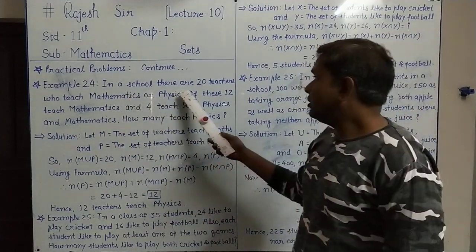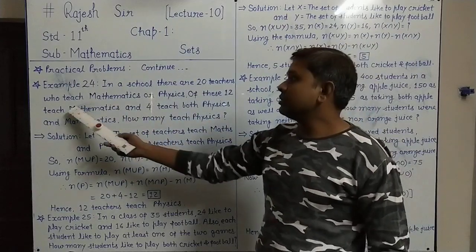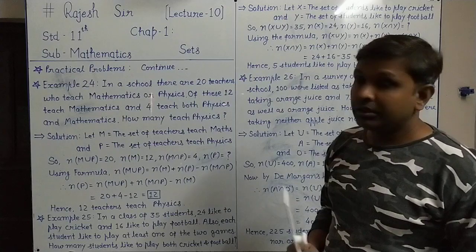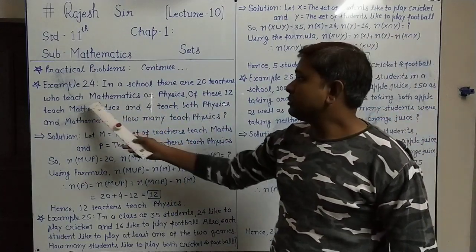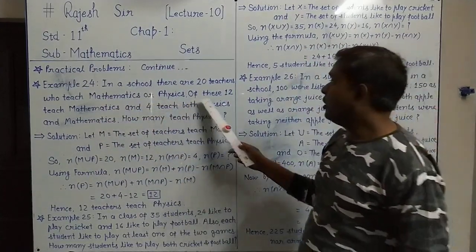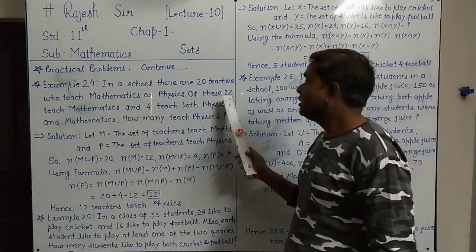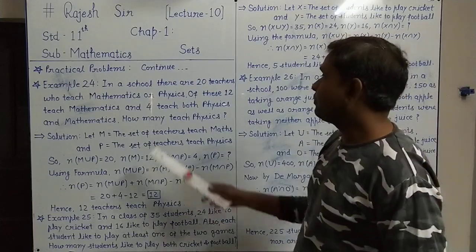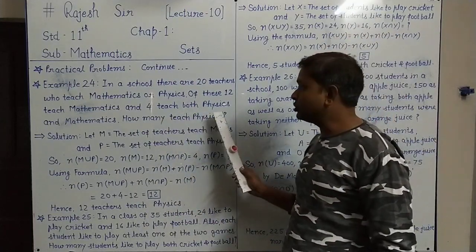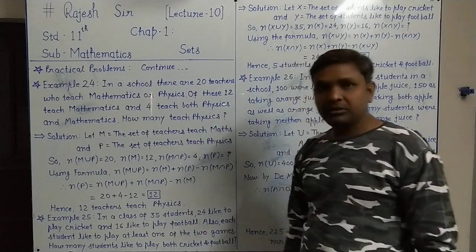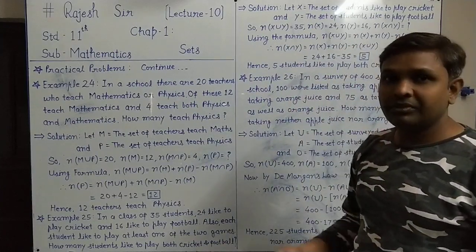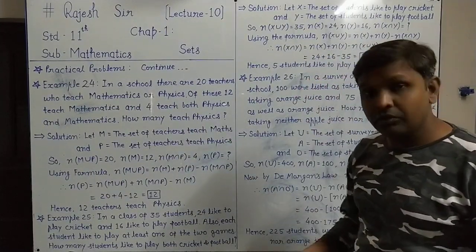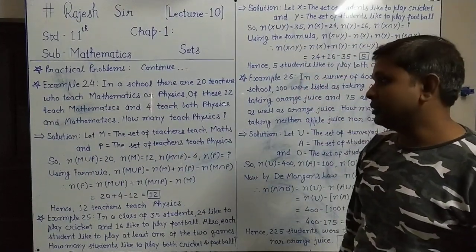In a school, there are 20 teachers who teach mathematics or physics. Of these 20 teachers, 12 teach mathematics, and 4 teach both physics and mathematics. How many teachers are teaching physics? That we are going to find out here.